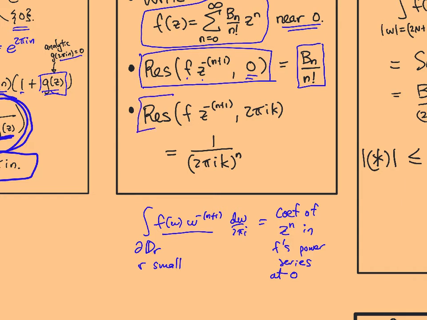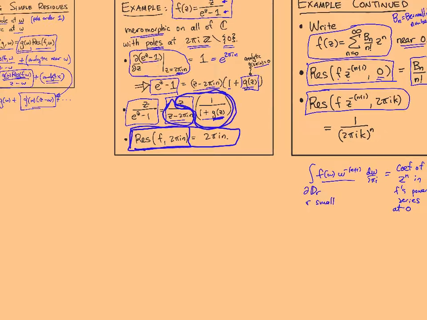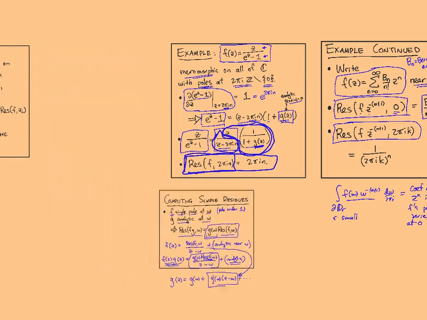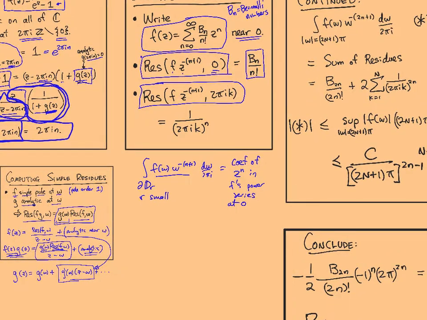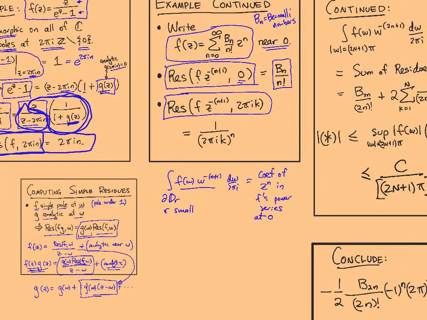Okay, and I can also compute the residues at the other poles of f. How can I do that? Well, I'll just use my trick again. So here was how I was computing simple residues. Let's see, f here still has simple poles at all of these 2 pi ik's. And z to the negative n plus 1 doesn't have a pole at these points, so it fits into the category of this.